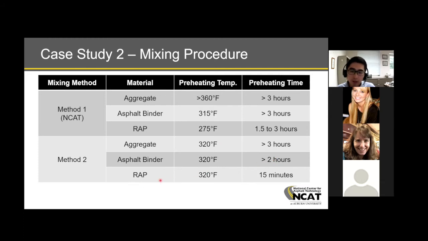But the main difference here is how we handle the RAP. Their recommendation was using a much higher temperature, but for a much shorter time. So instead of 2 to 3 hours at 275 degrees Fahrenheit, they were using 15 minutes at 320 degrees Fahrenheit.